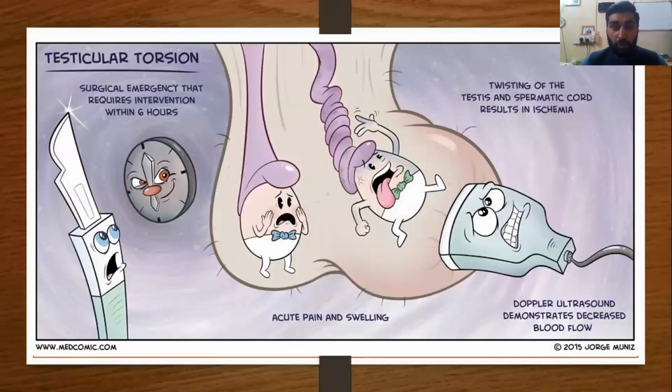And this diagram shows the testicular torsion, a surgical emergency which requires immediate intervention within 6 hours. The earlier the intervention, the better will be the salvage rate. So the right testis is normal, whereas the left spermatic cord is torsed and resulting in ischemia. And we know that when the vascular supply is compromised, then the necrosis and ischemia occurs.